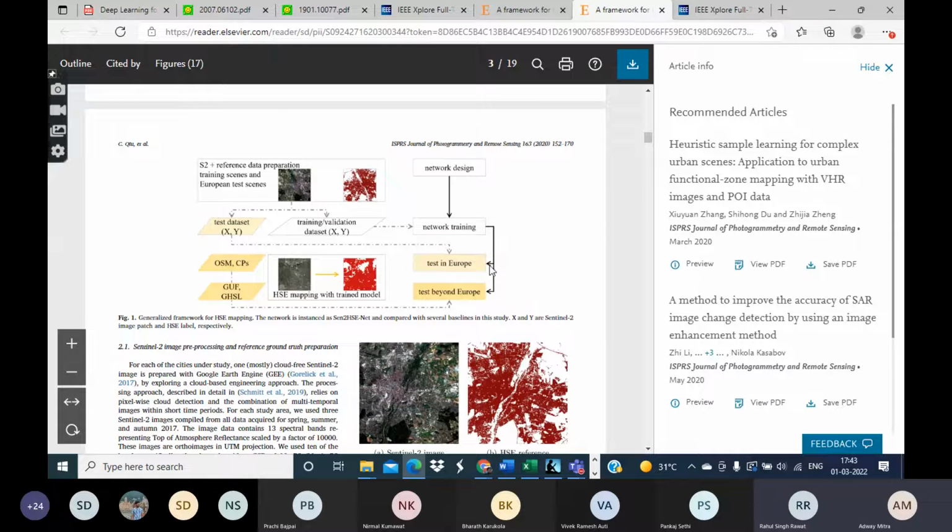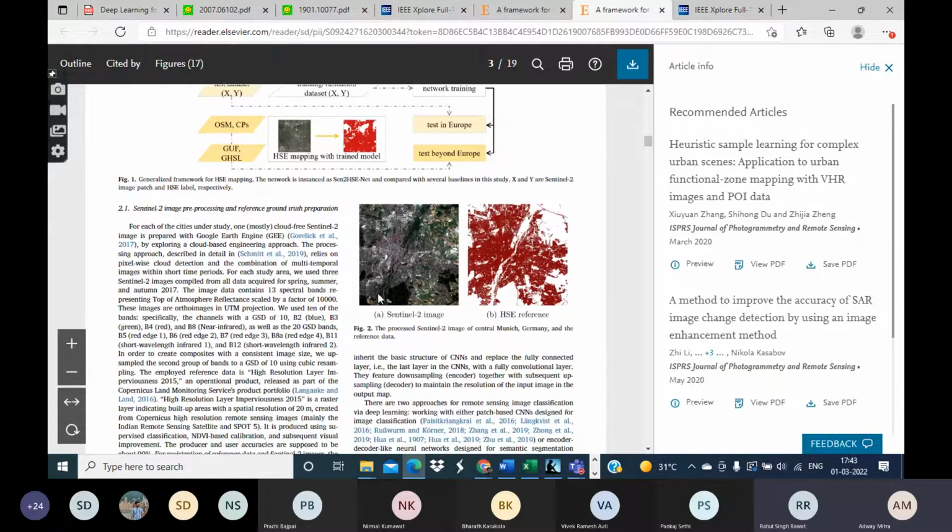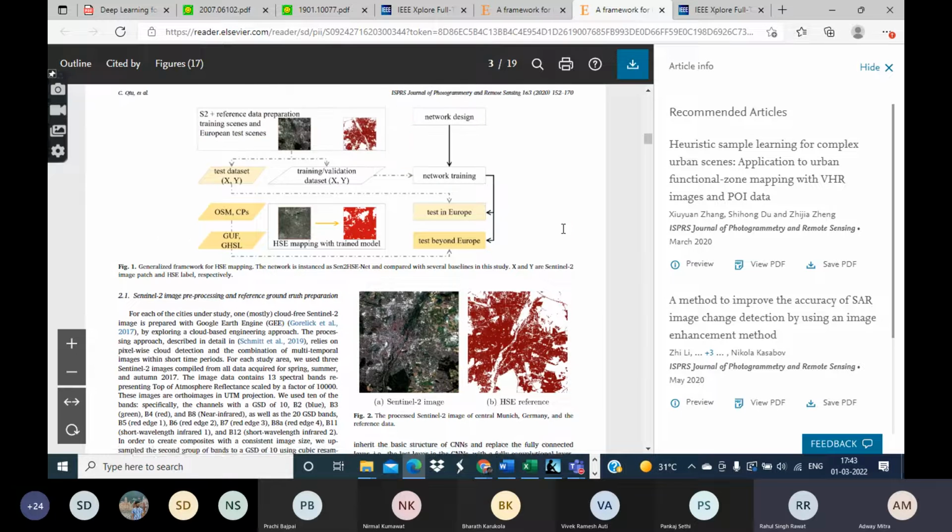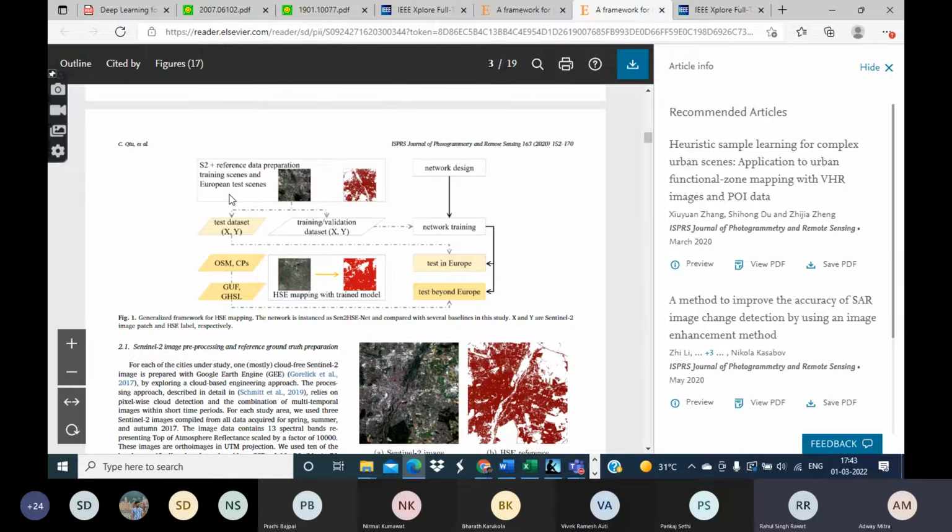So basically this is what it looks like. You can see this is the Sentinel image, and this is the HSE reference. The red indicates those pixels which contain built up areas, and the white are those pixels which do not contain built up areas. So that's what they do.